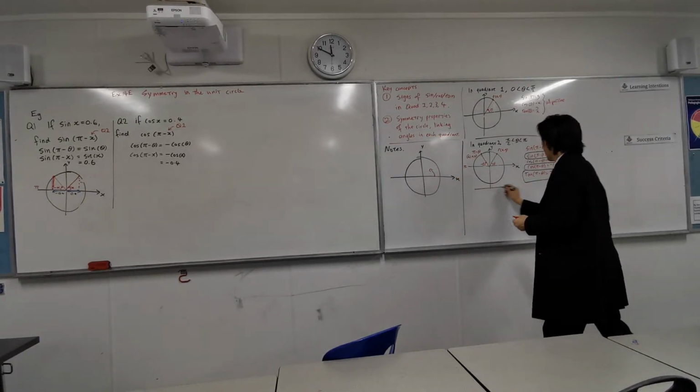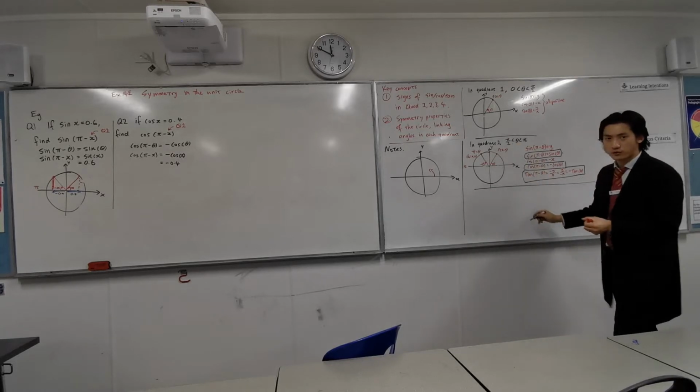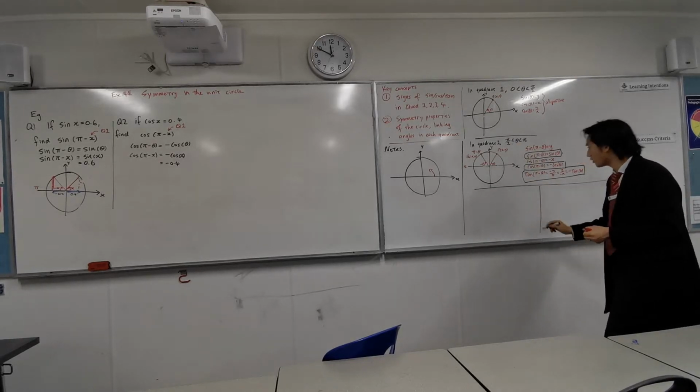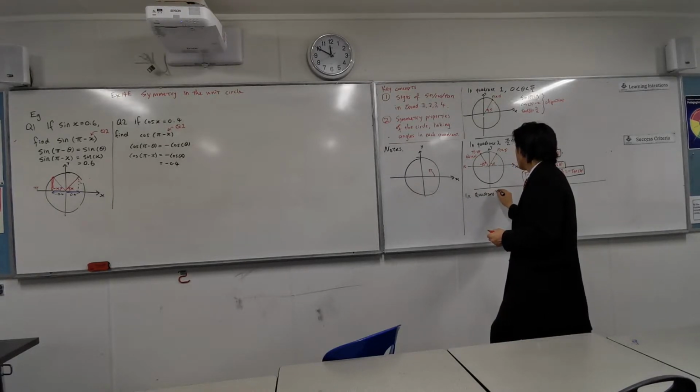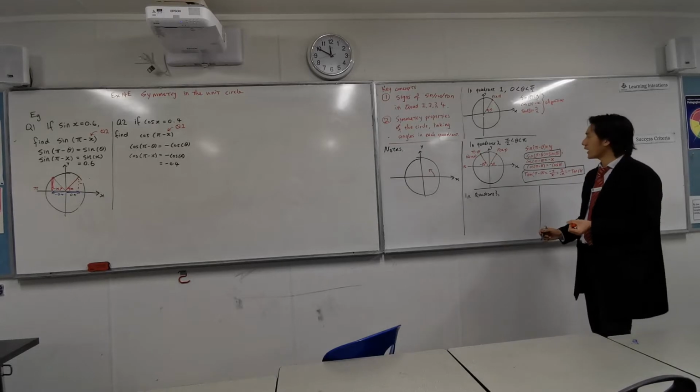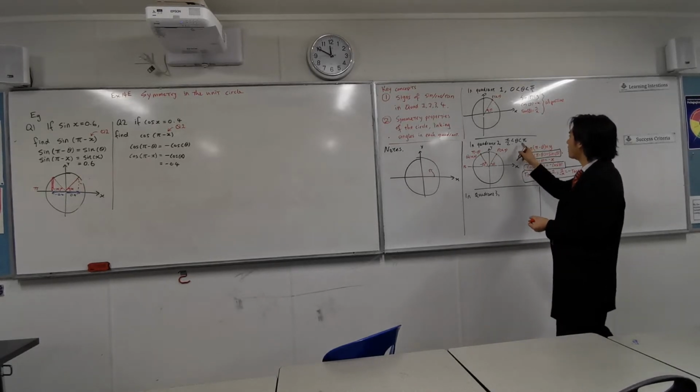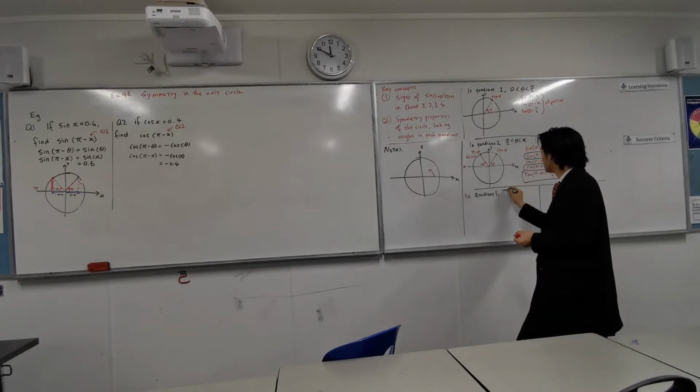Okay, now we're going to do quadrant 3 and quadrant 4 now. So we'll go back to our notes. In quadrant 3, our angle will sit between pi and 3 pi on 2.